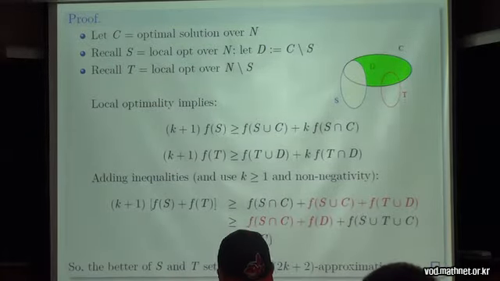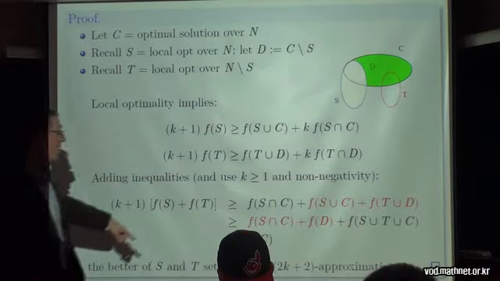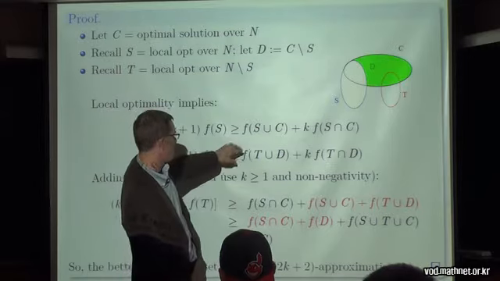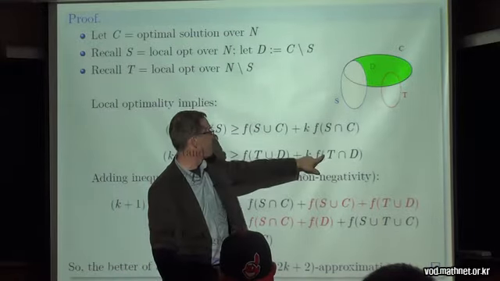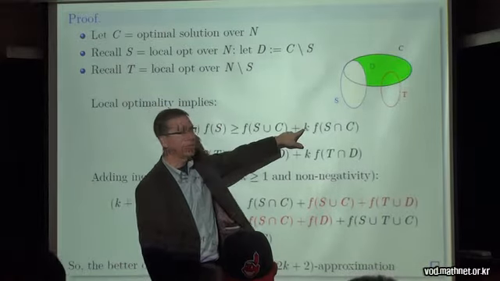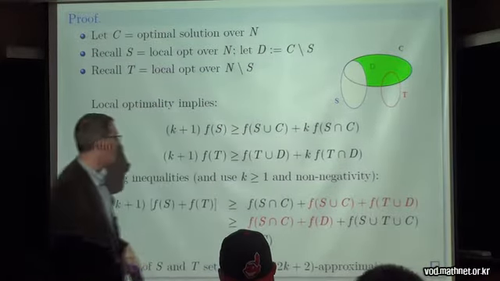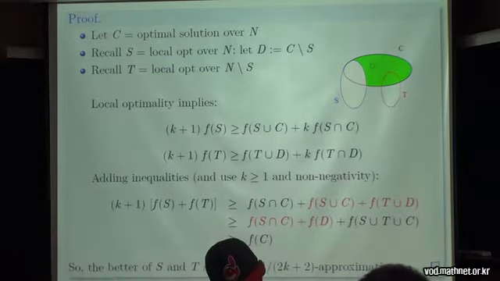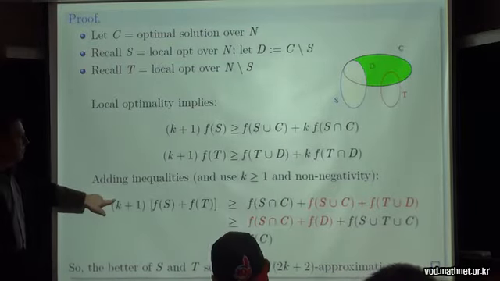Then I add these 2 inequalities, but I throw some stuff away on the right side. So what do I throw away? I throw away that, but this is non-negative. I throw it away. And then I turn that K into a 1. I'm just decreasing the right side, so I can do that. And I get this inequality.